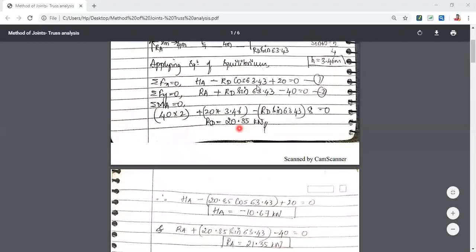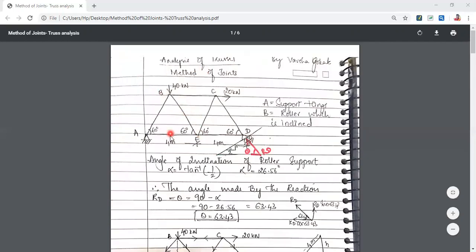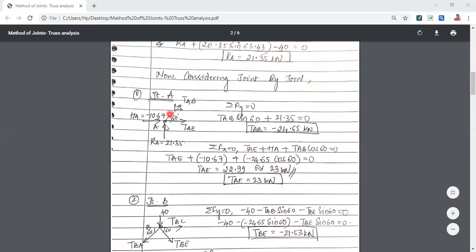Now let us consider joint by joint. Pick a joint which has the least number of unknowns. For example, look at joint B: 1, 2, 3 unknowns. Joint E: 1, 2, 3, 4 unknowns. If I look at joint A, I have only 2 unknowns. Joint D also has 2 unknowns. So either A or D. I have picked joint A.